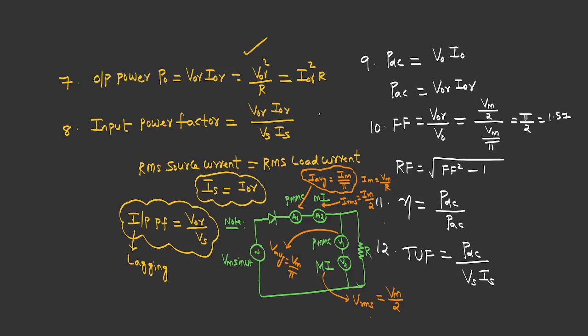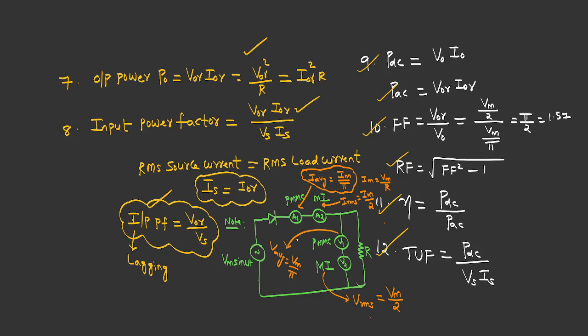Input power factor: because it is a discontinuous mode of operation, you have to use RMS values. This is V naught RMS into I naught RMS by Vs into Is. In a single phase half wave diode rectifier with resistive load, this is the input power factor formula. There are also DC power, AC power, form factor and ripple factor. All this you have to practice one time. This is about the single phase half wave diode rectifier with resistive load.